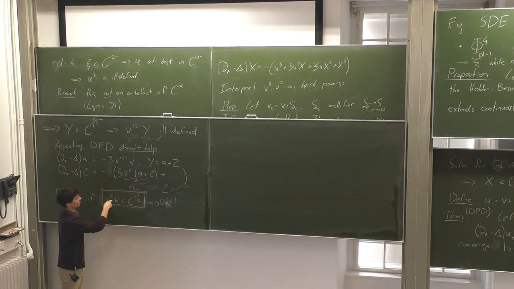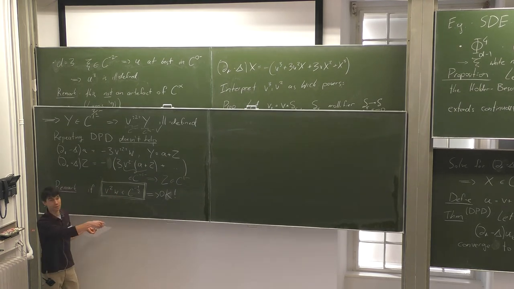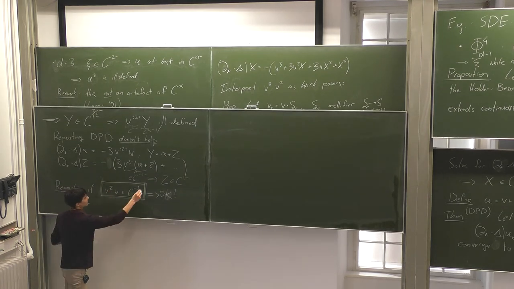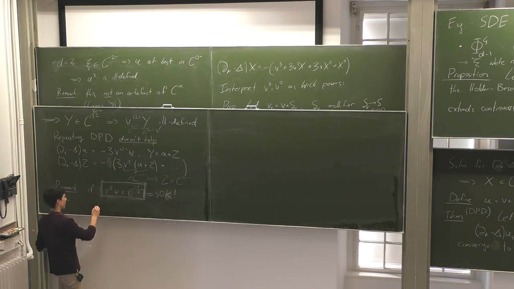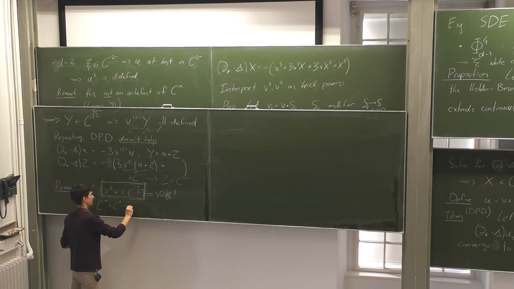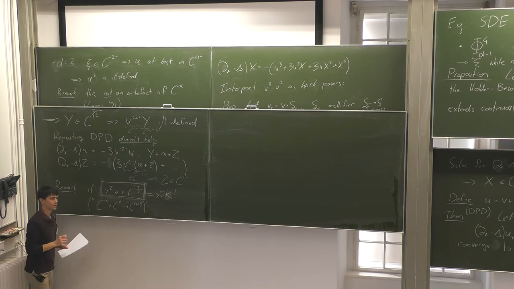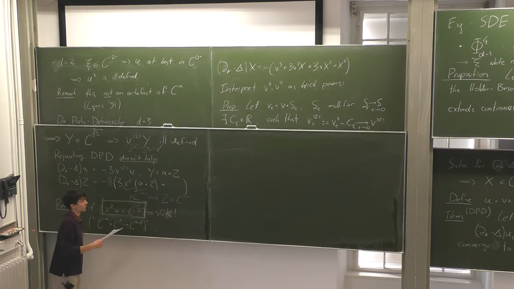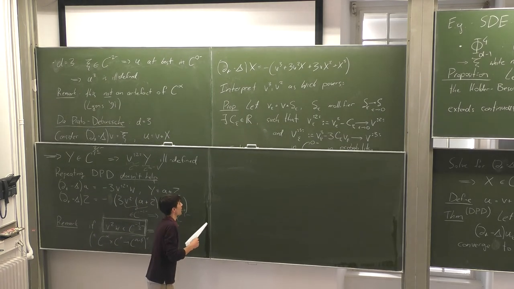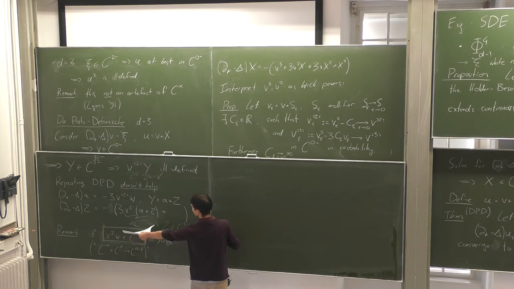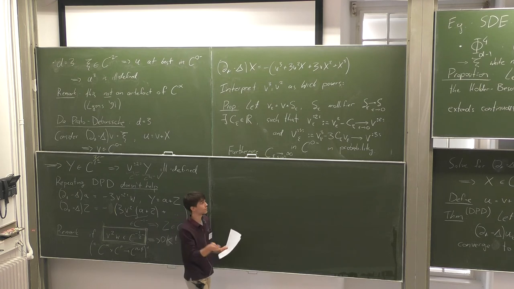This is the hope that we could make sense of v squared times w inside C^{-1/2-}, which roughly corresponds to multiplication behaving like C^alpha times C^beta going into C^{alpha+beta}. So it roughly corresponds to multiplication behaving like that. Multiplication certainly doesn't behave like this, but what we can do is, instead of looking at v squared and w by itself, recall that w is a Hölder continuous function.